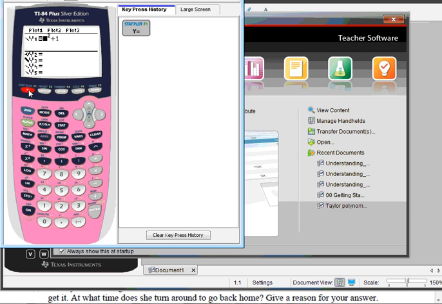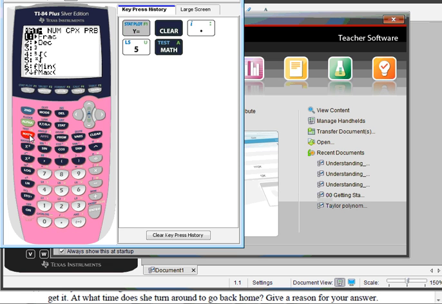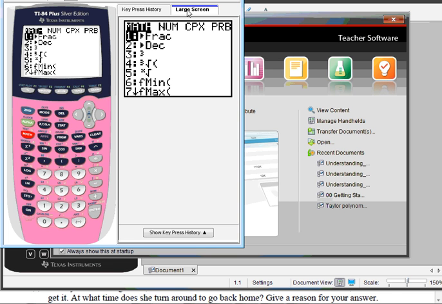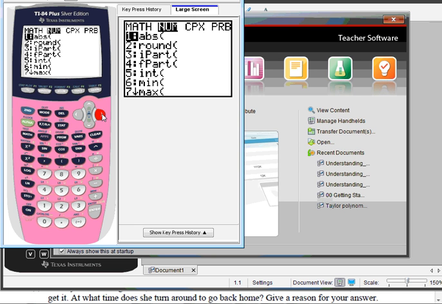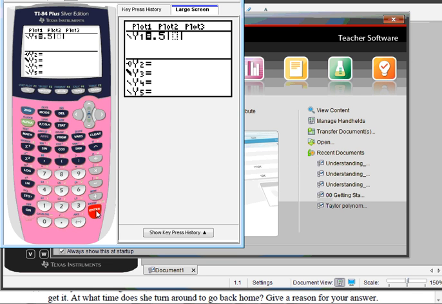So y equals, I'm going to clear, and it was 0.5, right? And where's absolute value? Math. Oh, I don't want that. I want the screen. And I have to go over to NUM for the numbers, and this does a whole bunch of different things, but absolute value is 1. And I have the new operating system, so mine looks a little different. If you have an 84, any 84, and you don't have the new operating system, I can help you with that.